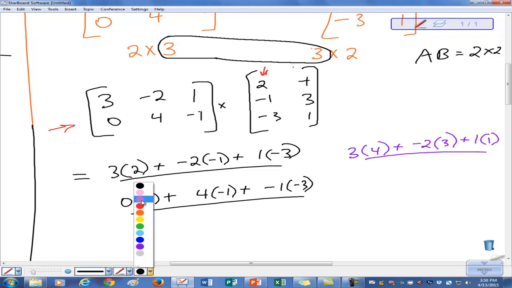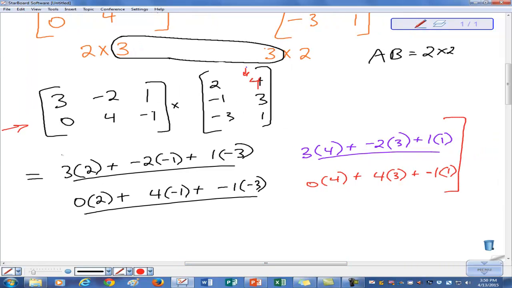And then we're looking at, now we're looking at second row, second column. That's a 4 there. So this will be 0 times what? You should have said 4, plus 4 times what? You should have said 3, -1 plus negative 1 times 1.